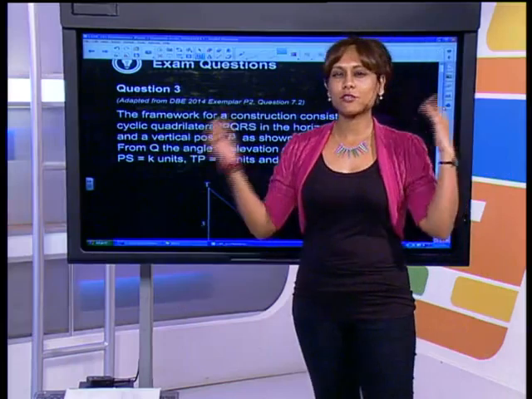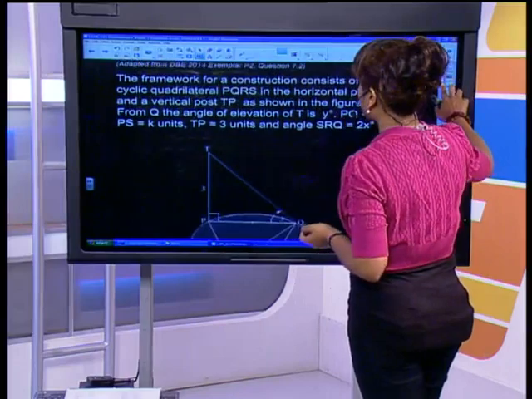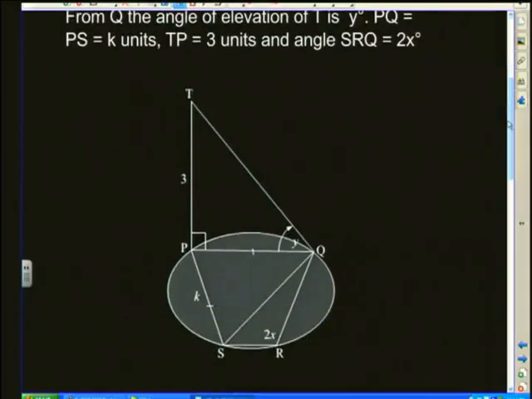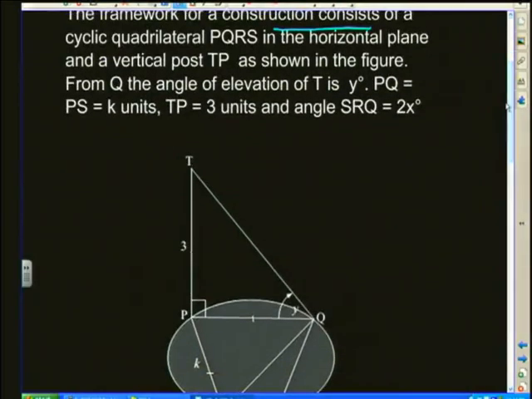Okay, guys, so we're going to get straight into the question. This is now a question on 3D trigonometry. It's question 3, adapted from question 7.2 from your DBE 2014 exemplar, paper 2. They say the framework for construction consists of a cyclic quadrilateral PQRS in a horizontal plane. All the information in the question is actually drawn in your diagram. And they tell you it's got a vertical post TP, as shown in the figure. From Q, the angle of elevation to T is y degrees, again, also shown on your figure.